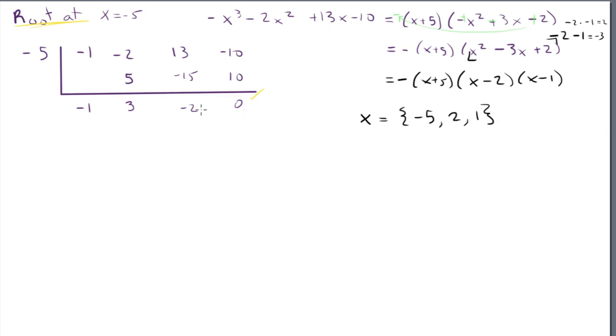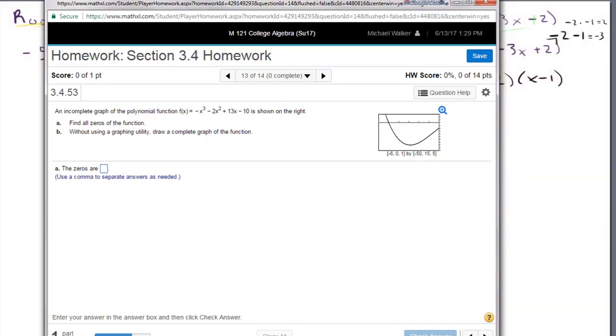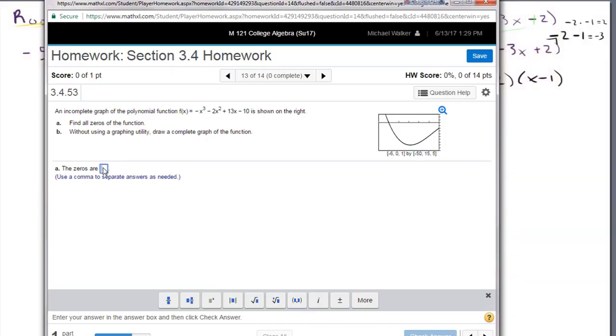And we could check some of these too. -1 minus 2 plus 13 minus 10 equals 0. -13 plus 13 equals 0. That checks out. -8 minus 8 plus 26 minus 10 equals 0. That checks out. We graphed that. These are the roots, -5, 2 and 1. So we can go ahead and bring this up over here and say our roots are -5, 2, and 1.